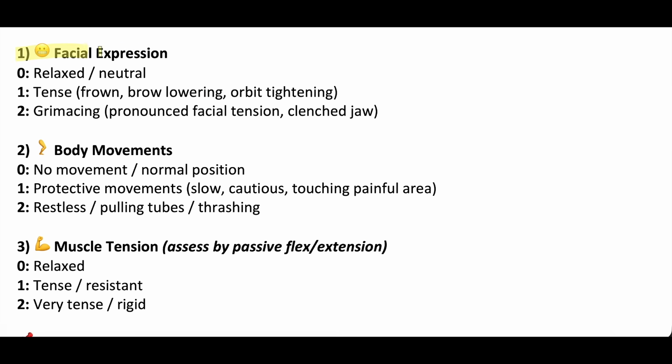So starting with facial expressions, right? A 0 for all these means they're not in pain. For facial expressions, 0 is their face is relaxed, neutral, they look comfortable. Whereas with a score of 1, they're going to be tense, maybe lowering their brows, frowning, or tightening their orbits. And then a score of 2, they're going to be grimacing, with pronounced facial tension, clenched jaw, right? So 0 is they look most comfortable, and 2 is they look least comfortable. The higher the score, the more signs of pain you are seeing within that domain.